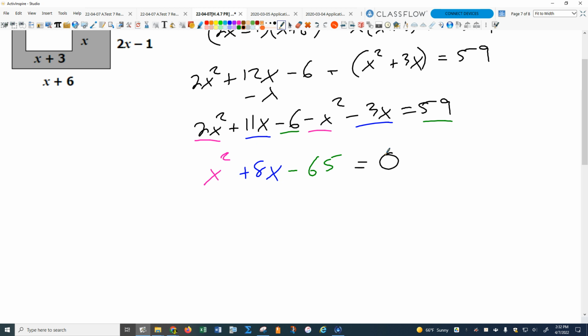Can I factor it? Are there numbers that multiply to negative 65 and add to 8? Maybe. Yeah, 5 and 13. It would, wouldn't it? I can factor that. 13 and negative 5, is that right? Multiply to negative 65 and add to 8? That works, doesn't it? That's right, isn't it? Yeah, that's right. Would you agree? So what are my solutions then?